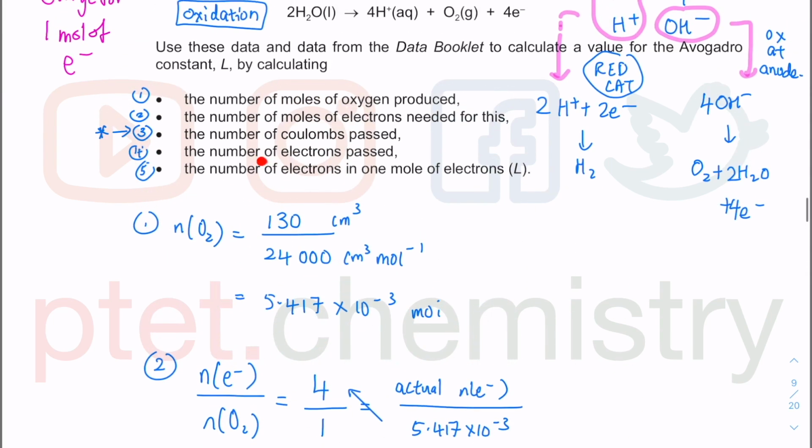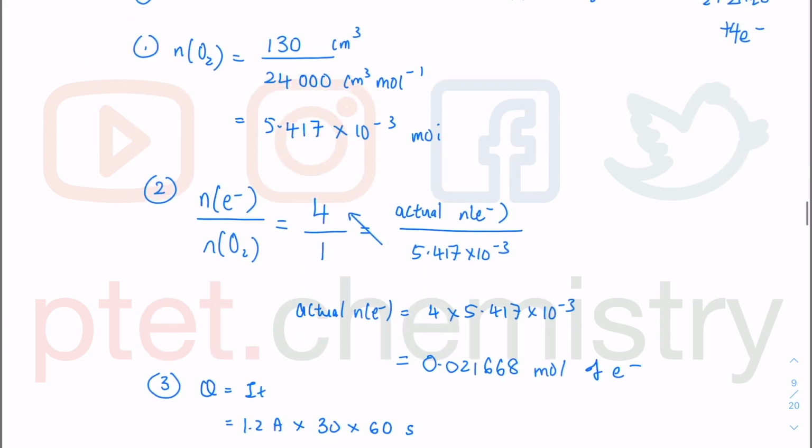What's the next thing that they want? The number of electrons passed.